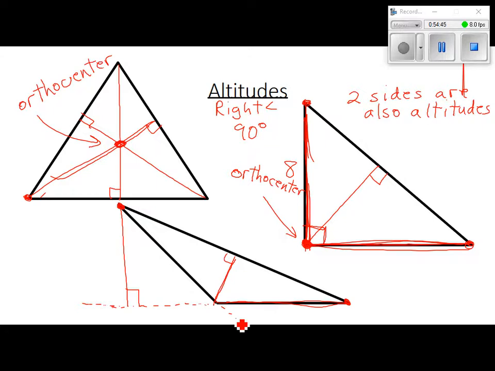Where's the orthocenter going to be on this one? Is it inside the triangle? Is it on one of the corners of the triangle? The orthocenter is somewhere outside the triangle. So for an obtuse triangle, the orthocenter falls somewhere outside the triangle. Mine's going to be way down here somewhere. That makes sense on your paper? So the orthocenter here is outside, the orthocenter here is inside the triangle. The orthocenter for a right triangle is on the edge of the triangle.